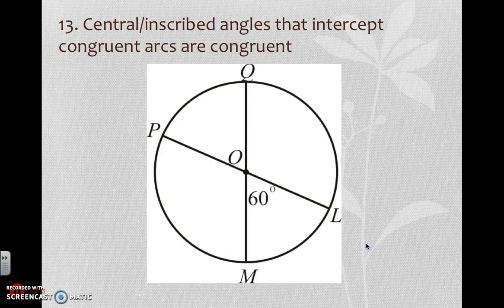Okay, number 13 is that central and inscribed angles that intercept congruent arcs are congruent. So let me get some information up here for you. If arc PQ is congruent to arc LM, then angle LOM would be congruent to angle QOP. So if the arcs are congruent, then the central angles that intercept them are congruent. That works for inscribed angles as well. So if inscribed angles intercept congruent arcs, then they have to be congruent.